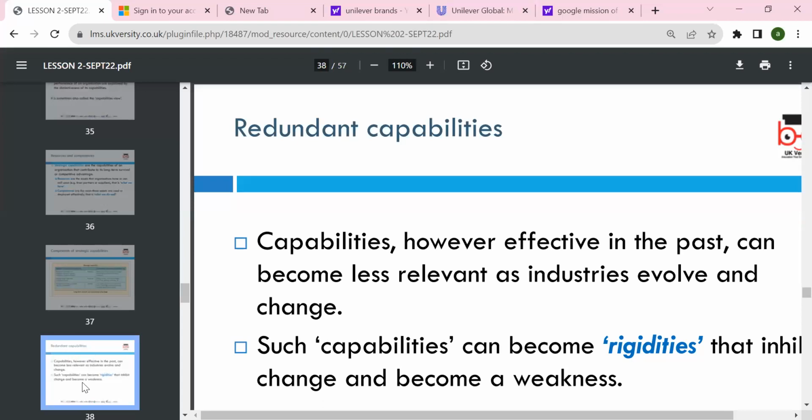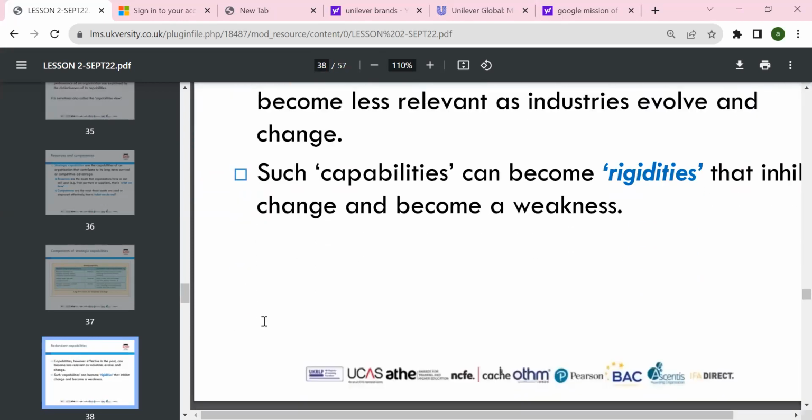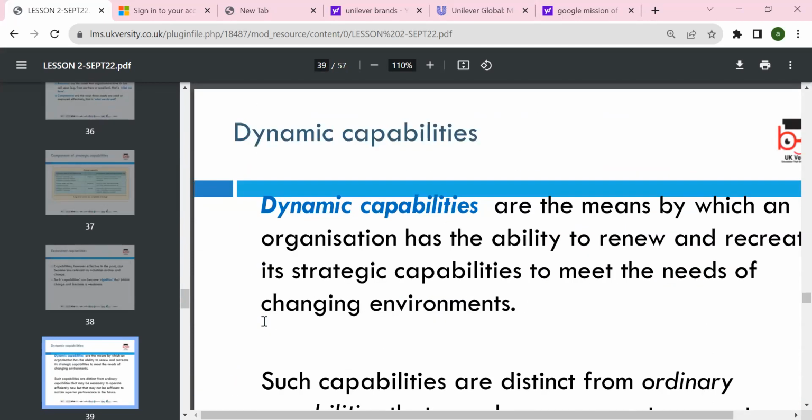If you are very good in one area, maybe you're not always good in that area forever. With the passage of time, we use the word redundant. Our capability, maybe in the past we were very successful workers, but not anymore because now things are replaced with computers and technology. So we need to carry on improving and changing because our capability can be dynamic. It means change is the means by which the organization has the ability to renew itself.